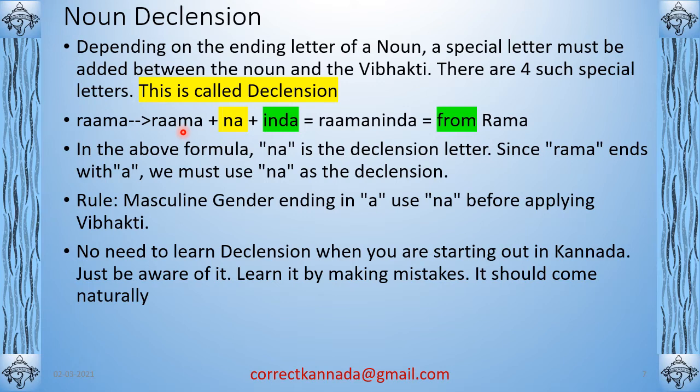So Rama is a name, so it ends with a. So you cannot say Rama Inda, you should say Ramaninda. So na is added as the declension for a ending masculine and feminine names. Okay, Ramaninda. But if it's a ending neuter gender, for example, Mara means tree, then this will become Maradinda.